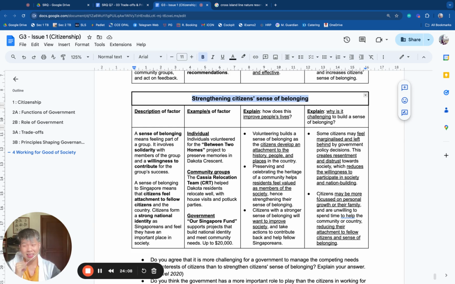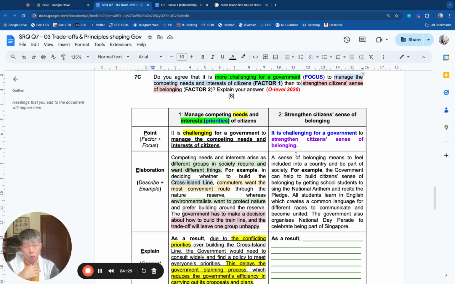In other words, you had to understand the concept. You really have to understand this concept and elaborate with your own understanding. The examples can still be drawn from the textbook, but you must now repurpose, retrofit, and re-angle your examples to fit the question's demands. So the question's demand here is about challenge. So what is strengthening sense of belonging, and why is that a challenge? You can write it at the side. The question is, what is strengthening sense of belonging? And why is it a challenge to the government?